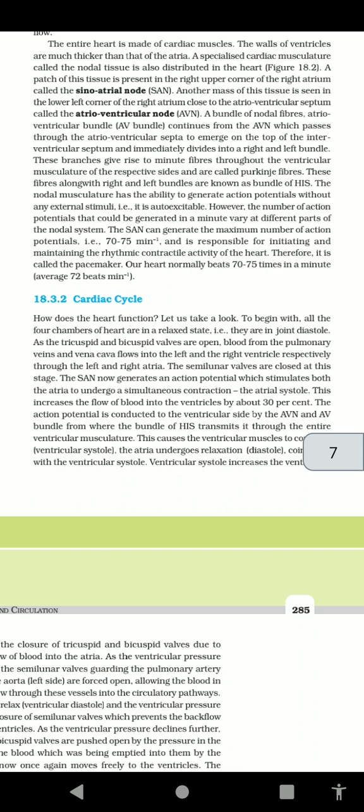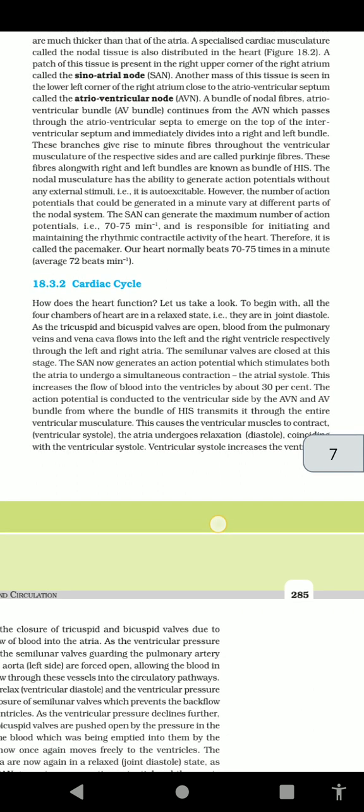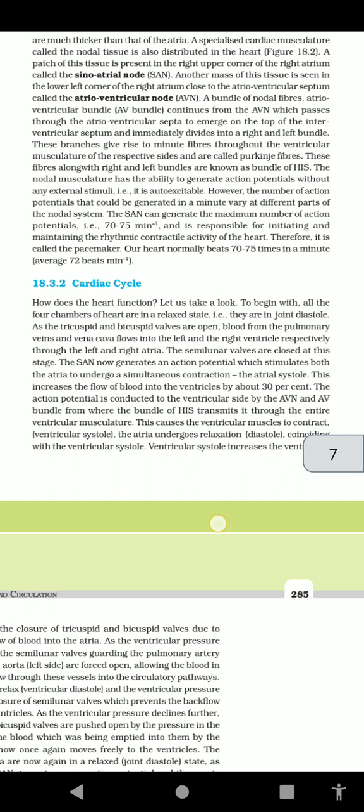A specialized cardiac musculature called the nodal tissue is also distributed in the heart. A patch of this tissue is present in the right upper corner of the right atrium, called the sinoatrial node, SAN. Another mass of this tissue is seen in the lower left corner of the right atrium close to the atrioventricular septum. It is called the atrioventricular node, also known as the AV node.